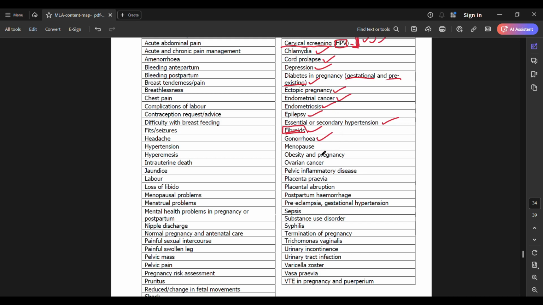Gonorrhea is very similar to chlamydia. Just know the difference. Know when you're going to suspect gonorrhea. Menopause, perimenopause, premenopause, menopause itself is something that is commonly tested. Know how the patient presents in each of those scenarios and what you're going to do for the patient. Obesity and pregnancy. Know the complications that the patient could face because of obesity in pregnancy. Okay. Obesity may actually show up in the context of polycystic ovarian syndrome and infertility as well. So do it in that context.